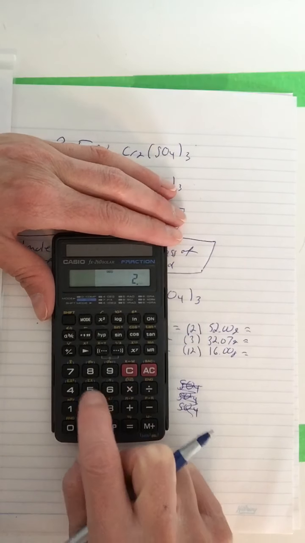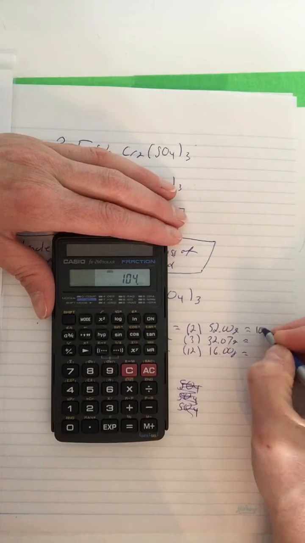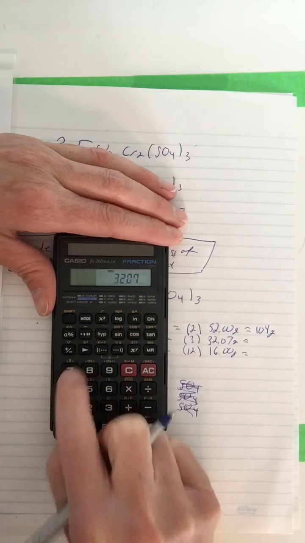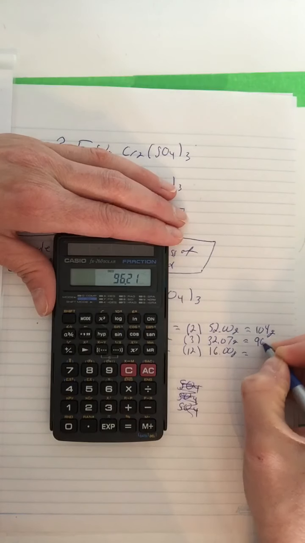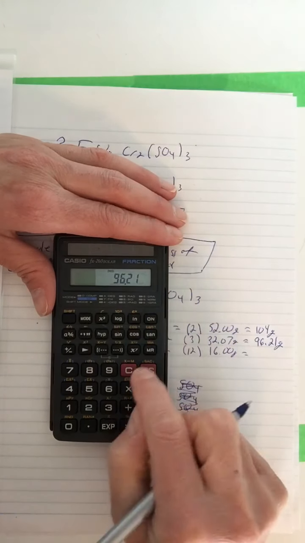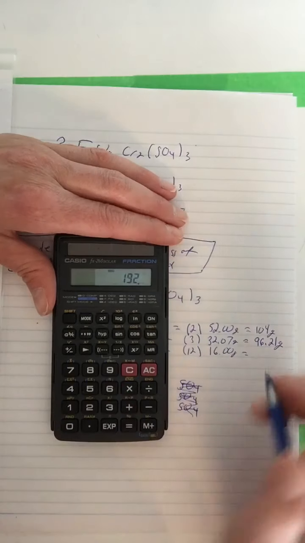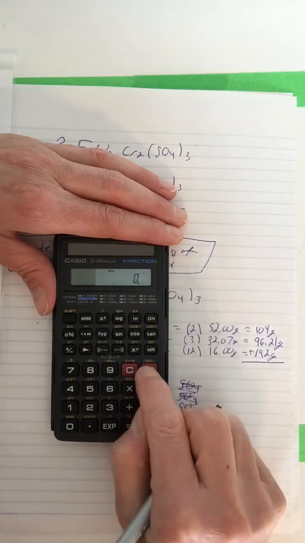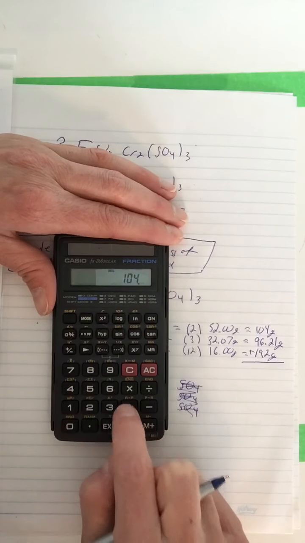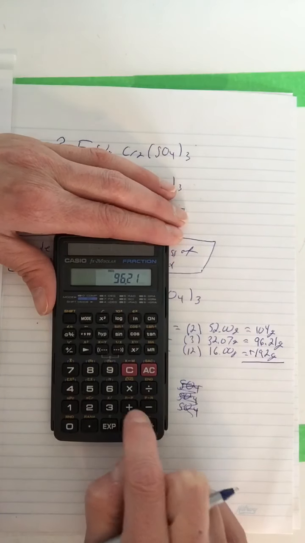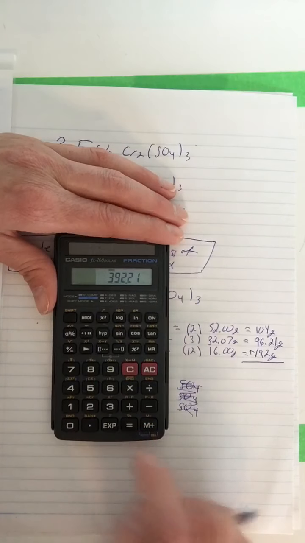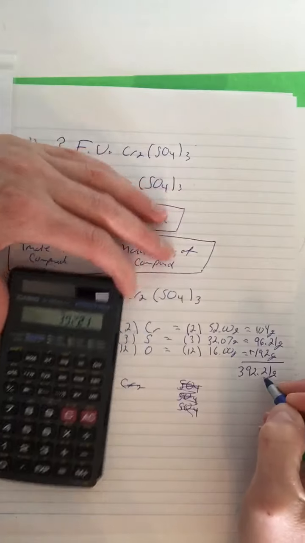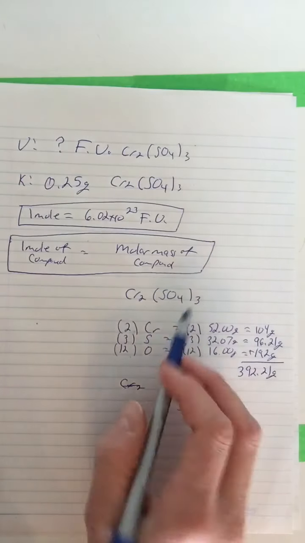2 times 52, could have done that one in our heads, 104 grams. 3 times 32.07 gave us 96.21 grams. And 12 times 16 is 192 grams. We've got to add those up. So let's go 104 plus 96.21 plus 192, 392.21 grams. That is the molar mass of this.